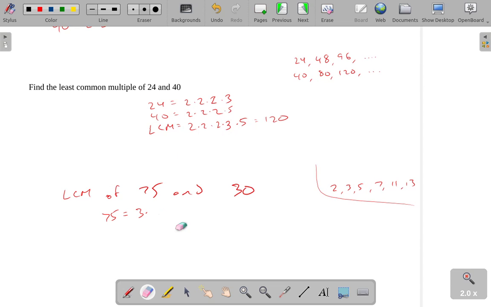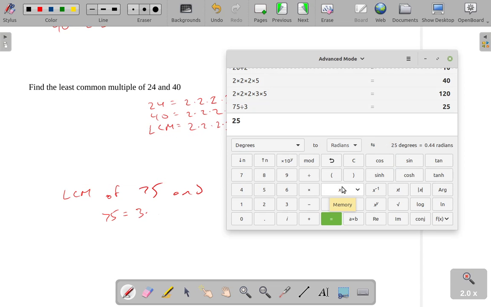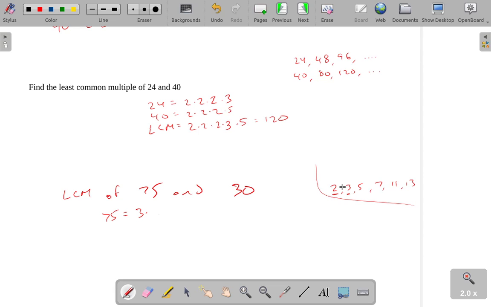And at this point, let's say you don't happen to notice that 25 is 5 times 5. You're just checking your primes. Well, we've already ruled out 2's. We would just need to continue checking 3's. Is 3 a factor of 25? Well, 25 divided by 3, of course, doesn't come out, but 25 divided by 5 does. So we get 75 is 3 times 5 times 5.